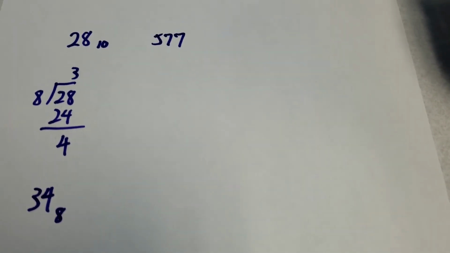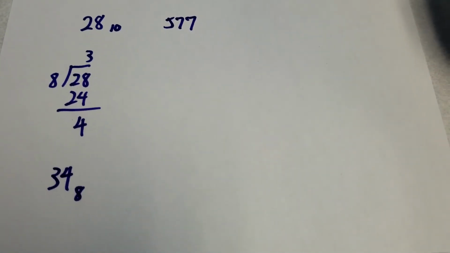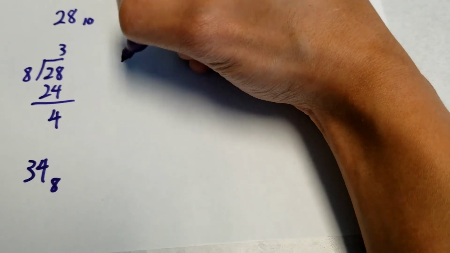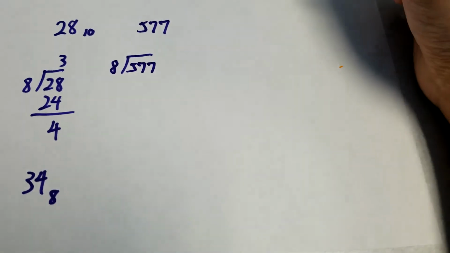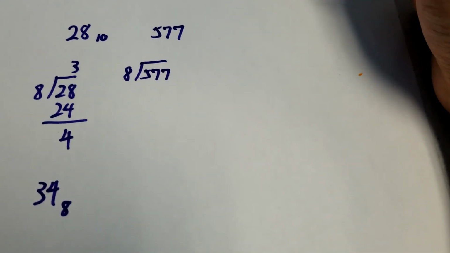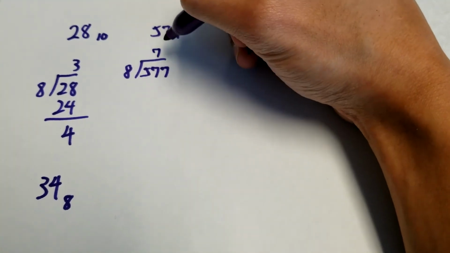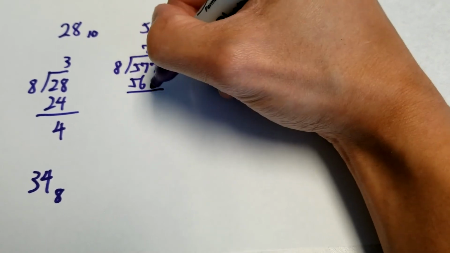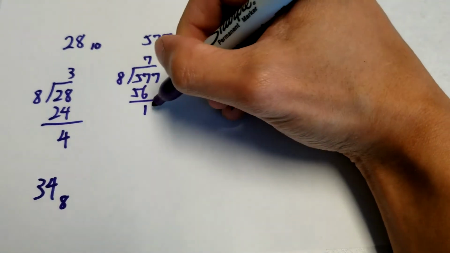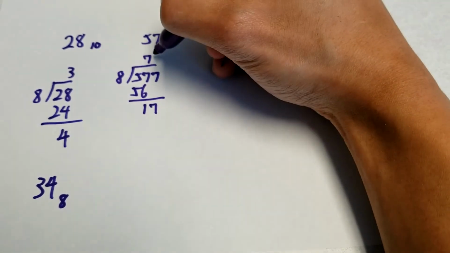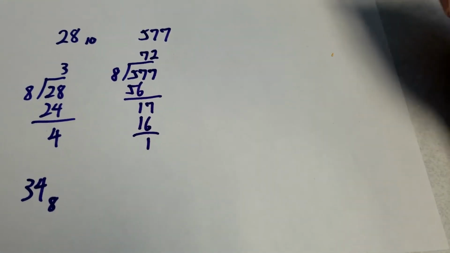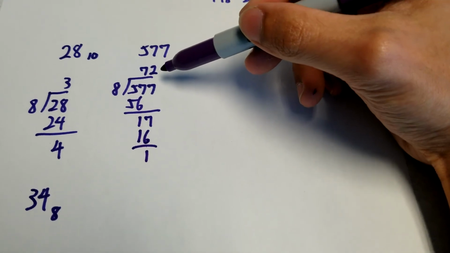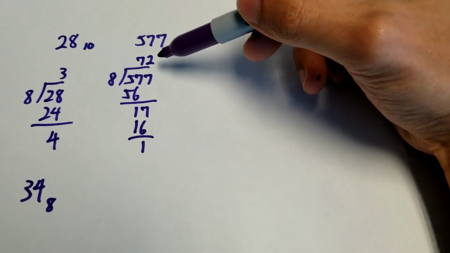Okay, and then next one, how about let's do 577. Okay, so we do division again. So let's do 577 divided by 8. That means you get 7 and then 56, and then you have 1 left, and then 7 right here, and then 8 times 2, you get 16, and then remainder of 1. All right, this number 72 is too big. We have to keep going, okay?